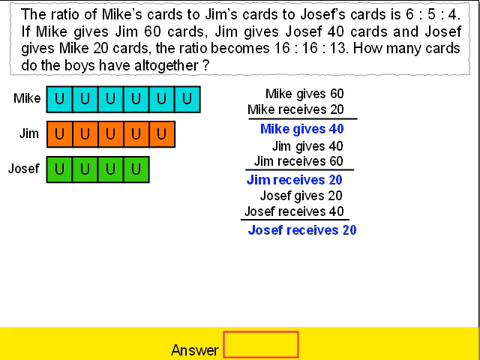And then Joseph gives away 20 to Mike. Joseph receives 40 from Jim. So at the end of the day, Joseph still receives 20.